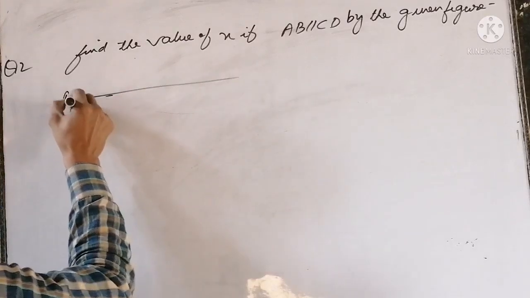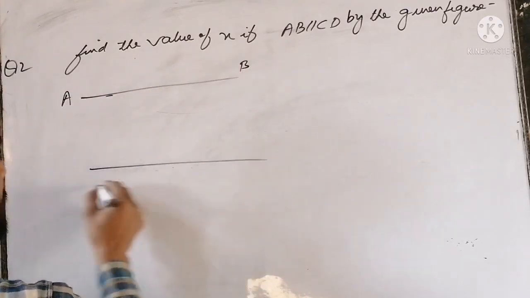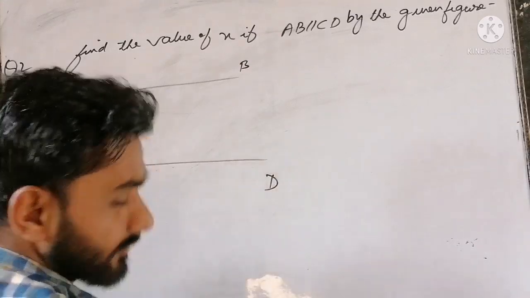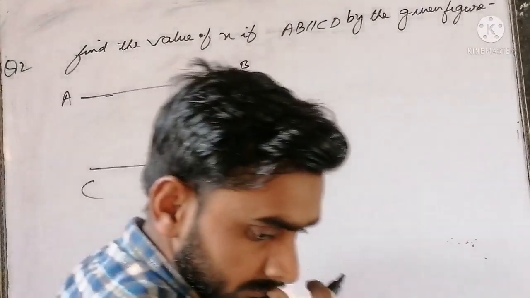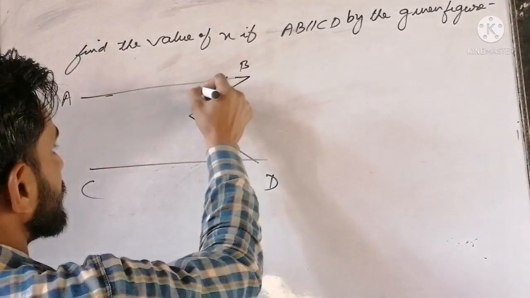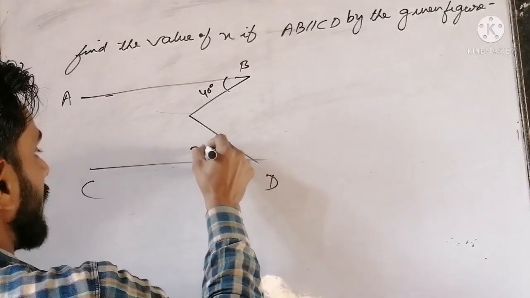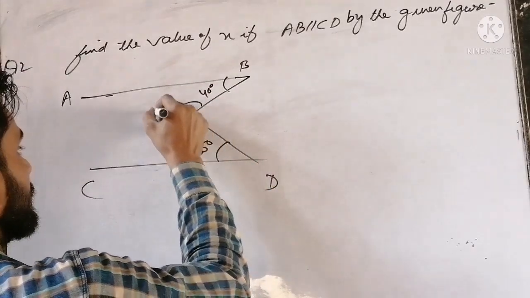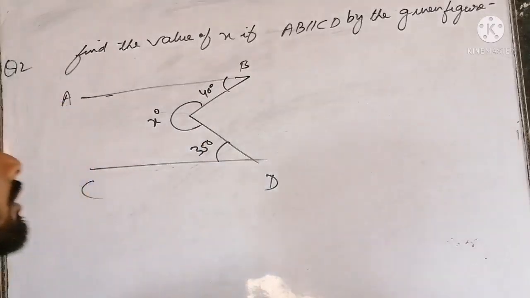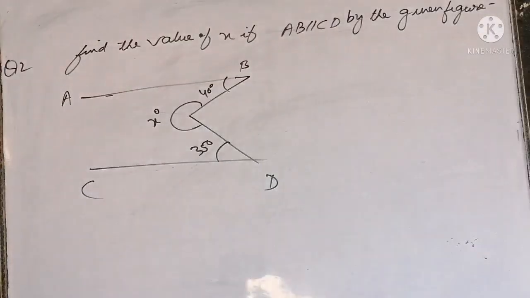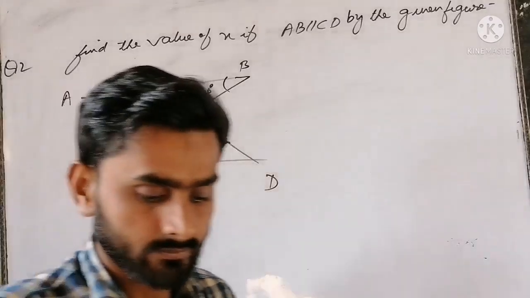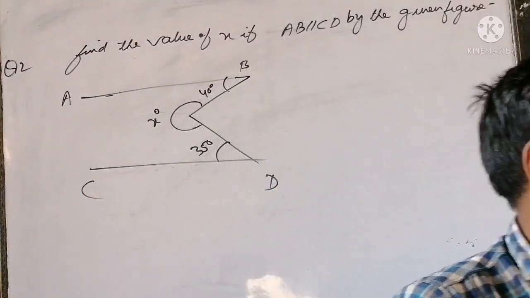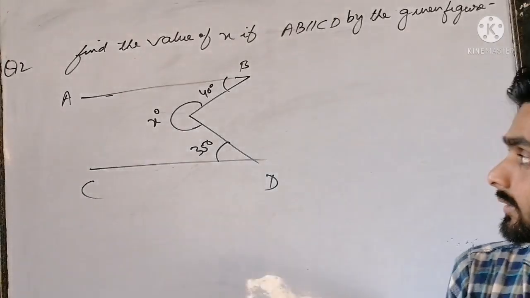See here the figure. AB is parallel to CD. This angle is 40 degrees and this angle is 35 degrees. Find the value of x. This is the angle x. What is the value of angle x? Solve it please. You have only 1 minute.